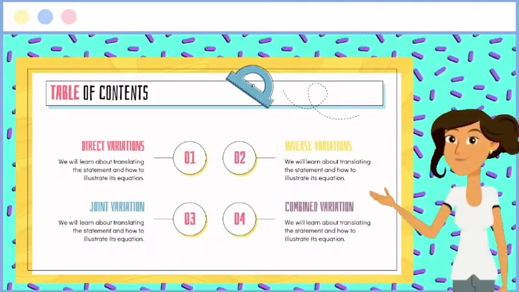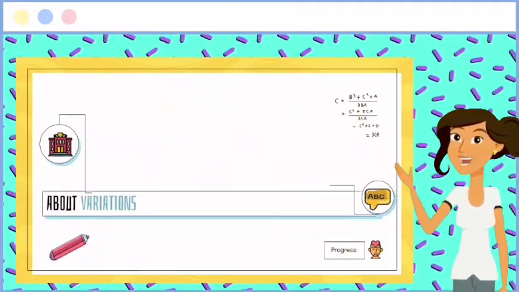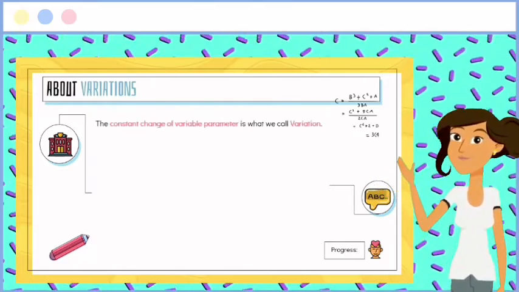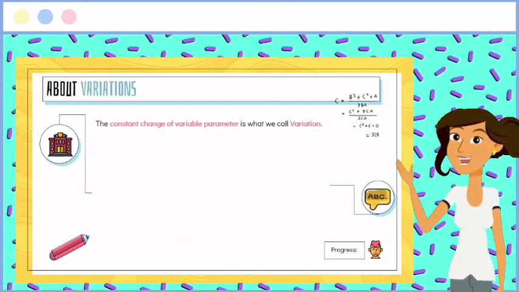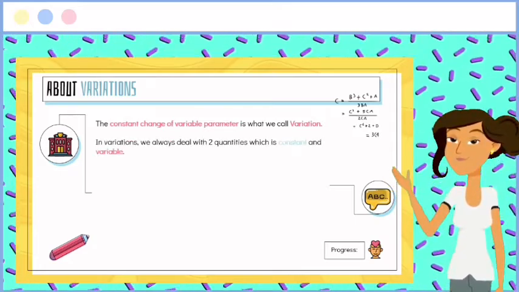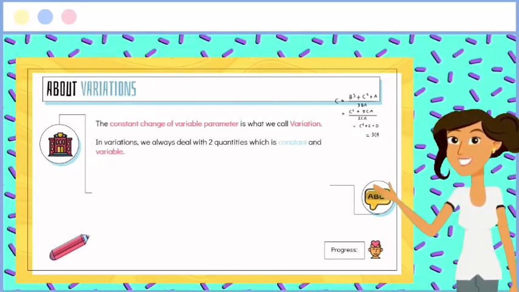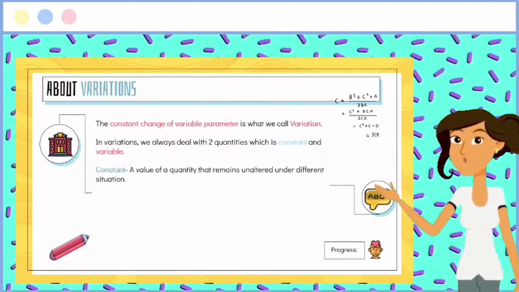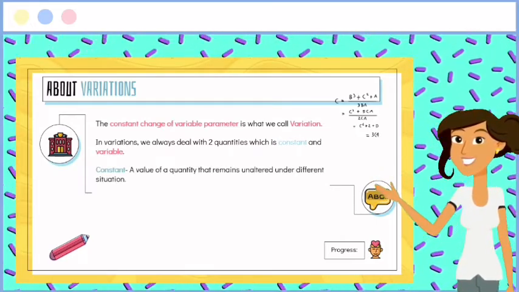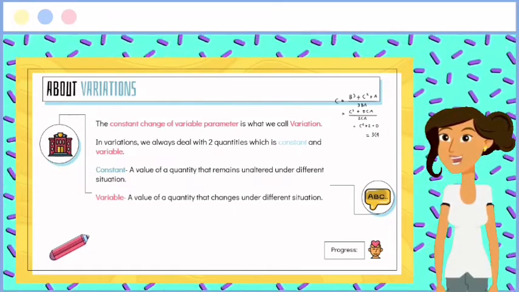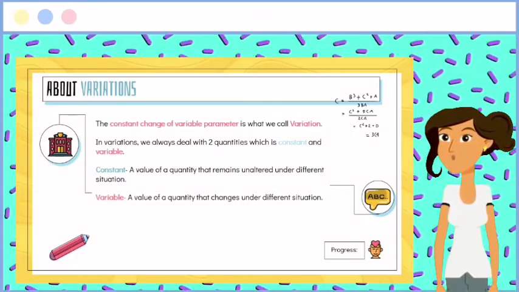But before that, what is variation? A variation is a constant change of variable parameter. And in variation, we always deal with two quantities, which is the constant and variable. Constant is a value of a quantity that remains unaltered under different situation, while variable is a value of a quantity that changes under different situation.